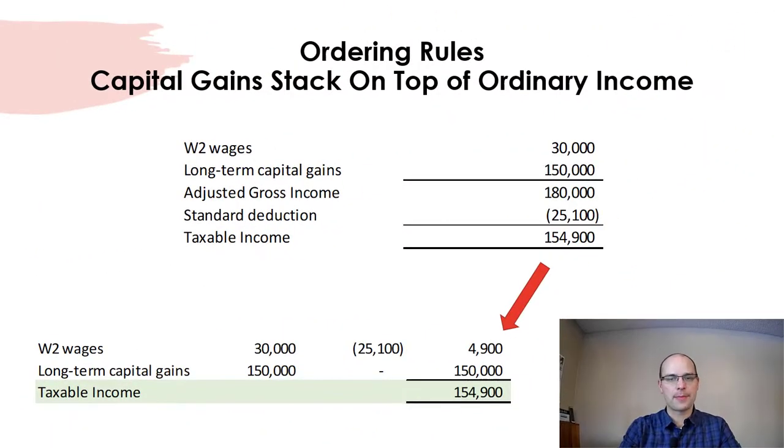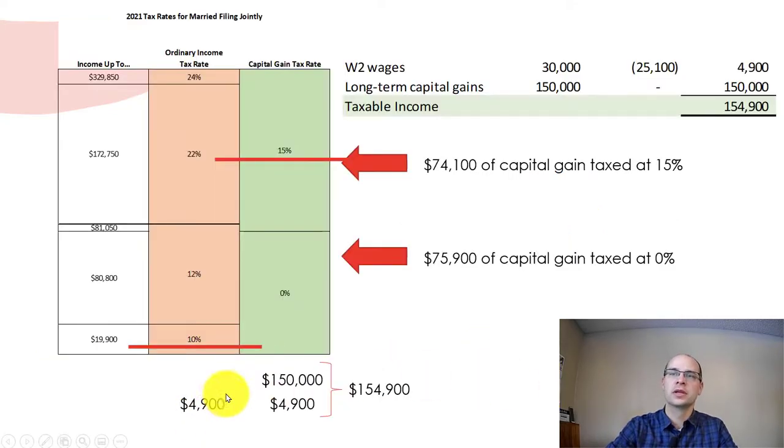So our last example, and this one really shoots at the heart of the question that we're trying to answer in this discussion. We're going to change the numbers again. We're going to say Warren and Susie, they only have $30,000 of W-2 wages, but they're taking a $150,000 long-term capital gain. Well, the standard deduction is going to offset almost all of their ordinary income. So let's take a look at how this plays out. So their $4,900 of ordinary income, that's just going to fill up a little bit of this 10% bracket.